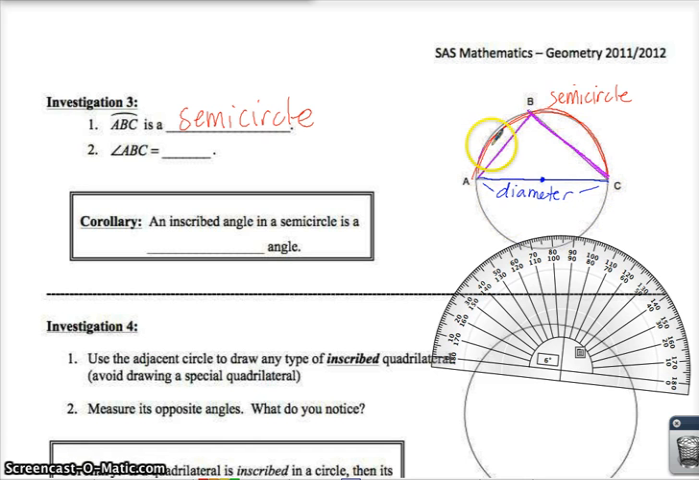Well, if the red arc is a semicircle, that means that the other side, this green arc, must also be a semicircle. So a semicircle, we said, is 180 degrees, right? It's half a circle. One circle is 360, so a semicircle is 180. So therefore, the measure of angle ABC needs to be half of 180. And we know that that is 90 degrees. So this should say the measure of angle ABC is equal to 90 degrees.